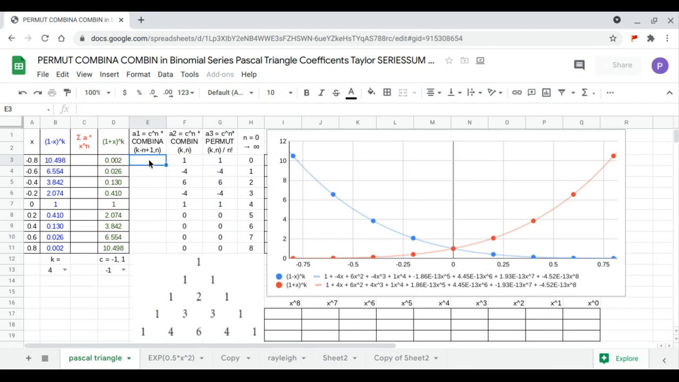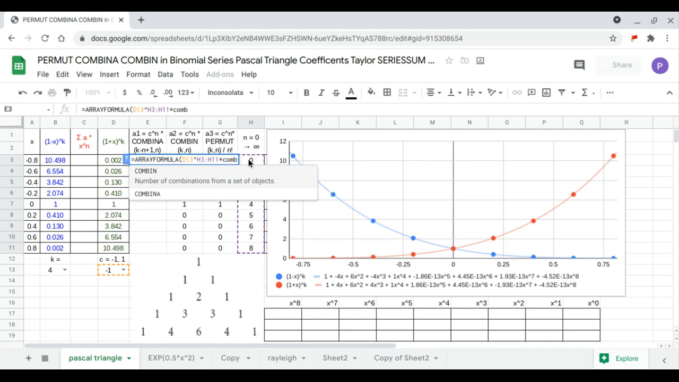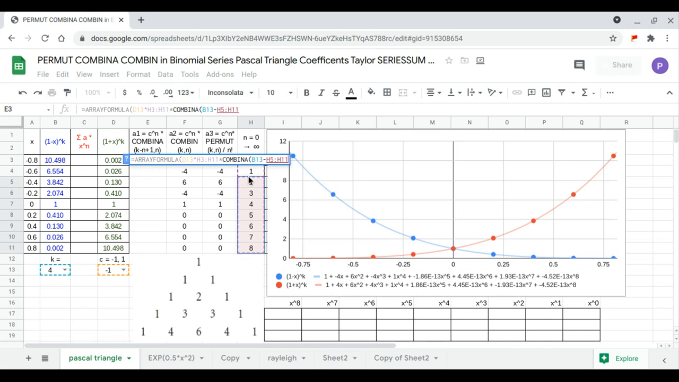We continue with the combina function. This is equal to array formula, that is c raised to the power n times combina. Combina, that is k minus n plus 1 plus 1 comma n.